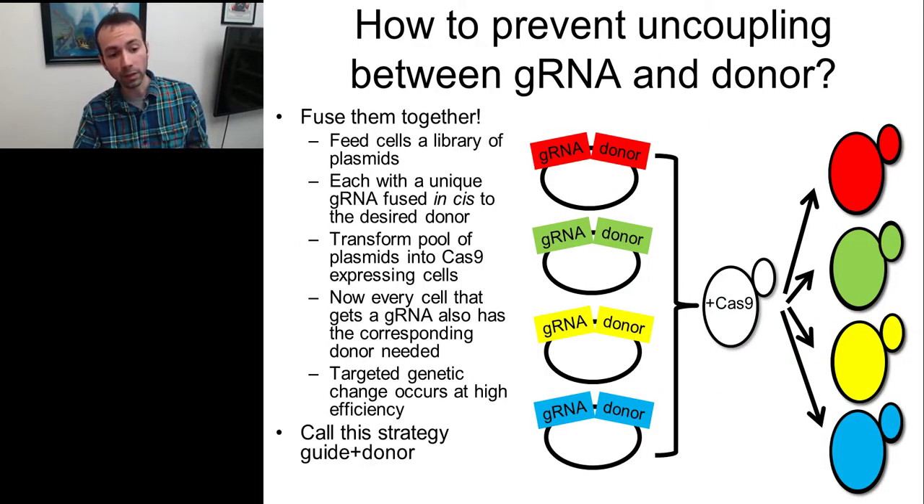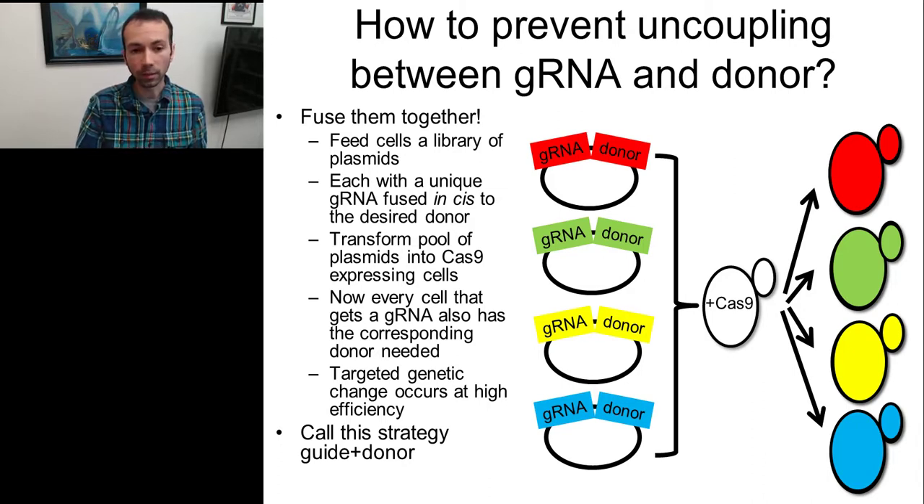What if you fed cells a library of plasmids such that each plasmid contained a unique guide RNA and a unique donor that were fused in cis? Basically, every single guide RNA has its appropriate donor template right with it. Then you could feed these guide plus donor plasmids to a Cas9 expressing cell line. The Cas9 cell line would get each one of the guide plus donor plasmids. Because the guide and the donor are coupled, the mutation frequency would be very high, and you get a very efficient conversion to the mutations you wanted. We call this our guide plus donor strategy, and we'll describe how we tested it next.